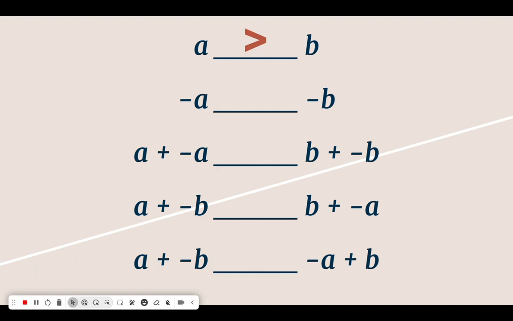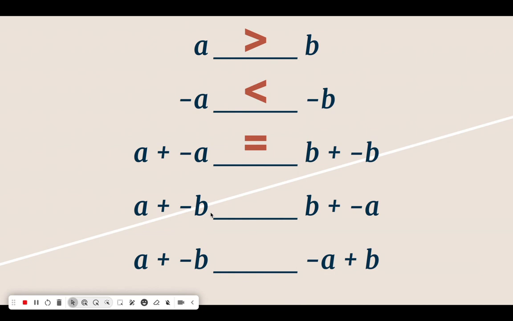Negative A and negative B, if we negated both of them, then negative A would actually be less than negative B when you put them both in the negatives, because remember, they go the opposite side. What if you had A plus negative A and B plus negative B? Remember, when you have the additive inverse, you're going to get 0. So these would actually be equal to each other.